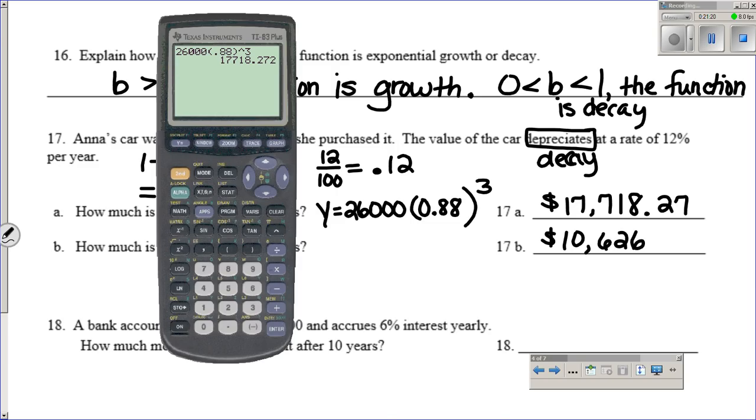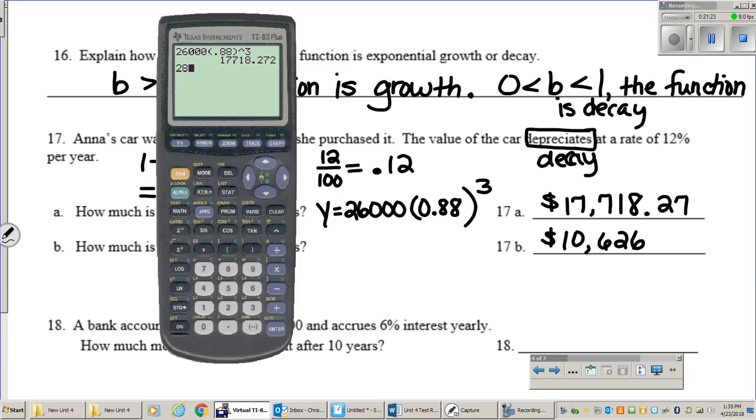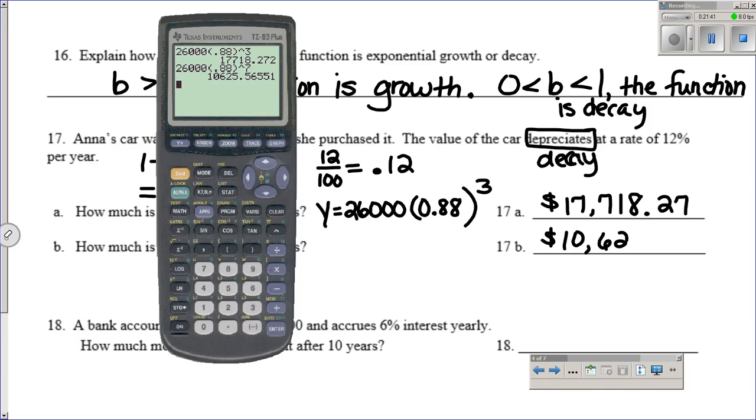Okay, and then for the 7 years, you would just say 26,000 times that decay factor 0.88, and we would raise it to the 7th power. So that's the 10,600, and you'll see the table rounded it up to 626. If I was going to do the nearest cents, I would have to change this back to 625.57, or I'll leave the whole dollar. That was 10,626. We would accept either of those answers unless the question specifically tells you what to round to.